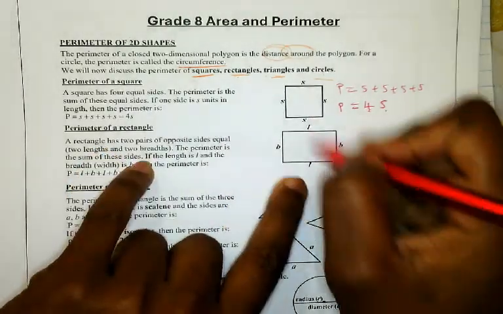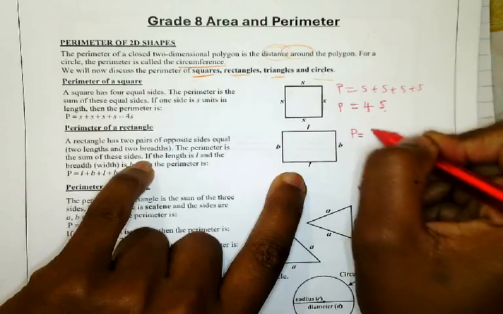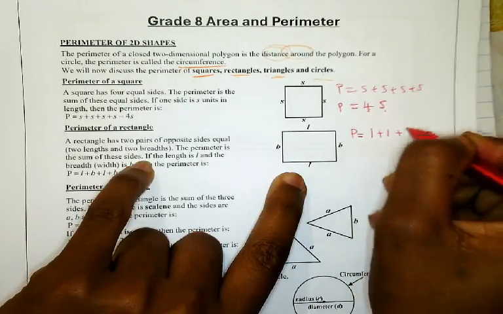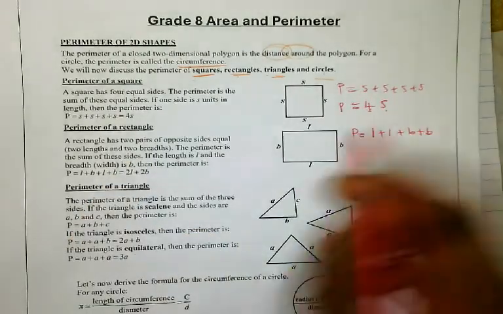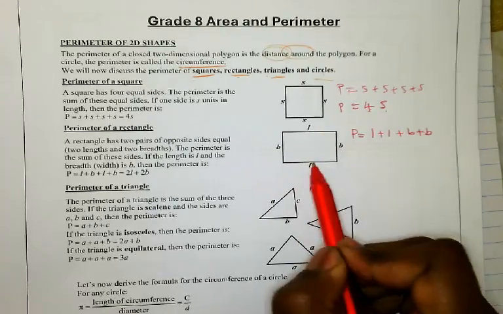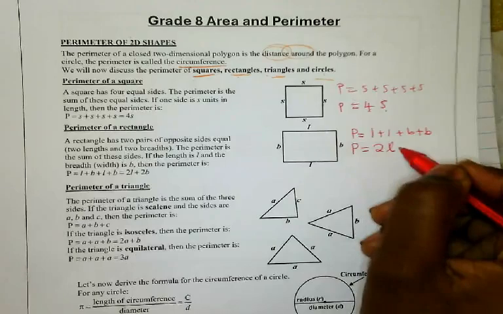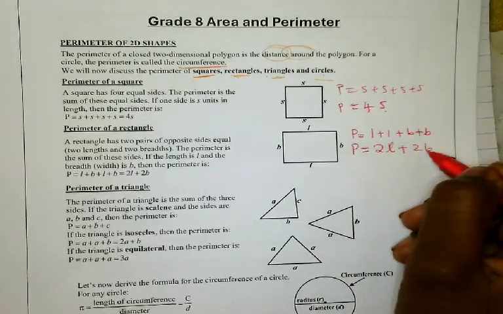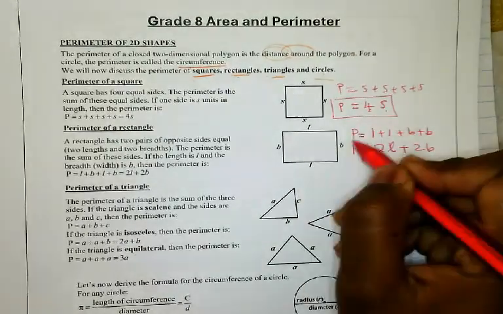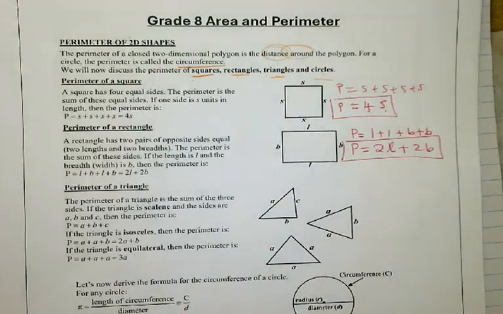The rectangle has 2 pairs of sides, so the perimeter is L plus B plus L plus B. 2 sides are the same, 2 sides are the same, so meaning I have 2L and 2B. So this becomes the formula for the perimeter. Are we fine so far?